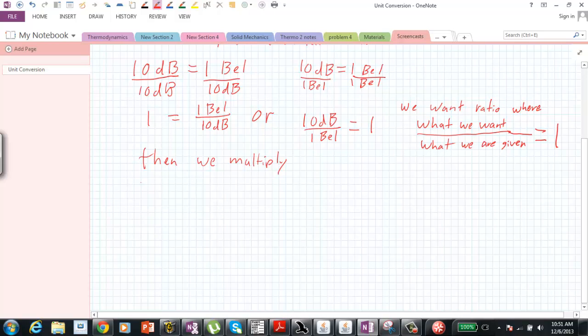So then we're going to multiply. For this particular example, we have 2.3 decibels, and we want to find out how many bells that is. So we multiply by our 1 bell per 10 decibels, and we get a value of 0.23 bells.